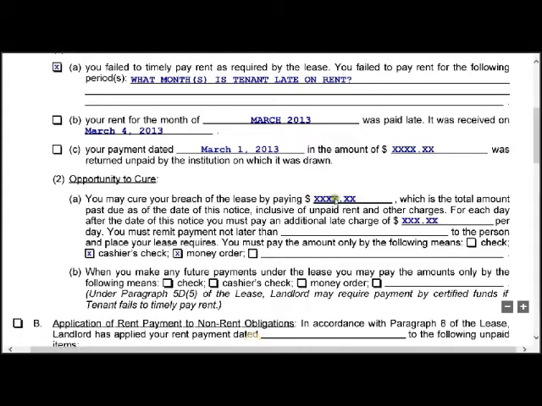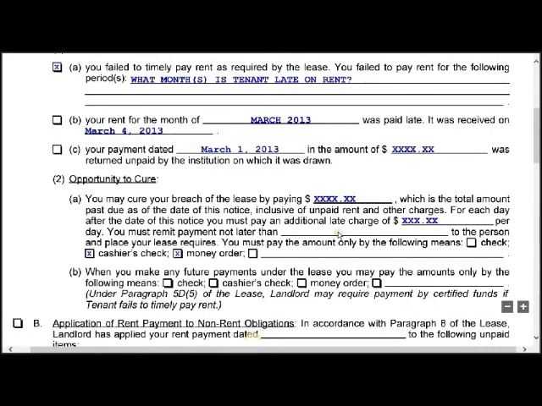So in this first box, we want to put whatever the monthly rent is. If the monthly rent is $1,000 and the initial late charge is $100, the first box is going to be $1,100. The second box is going to be the additional charge per day after that. If your lease agreement says $20 per day, you want to put that in here. If it's $25 per day, place that number in here.